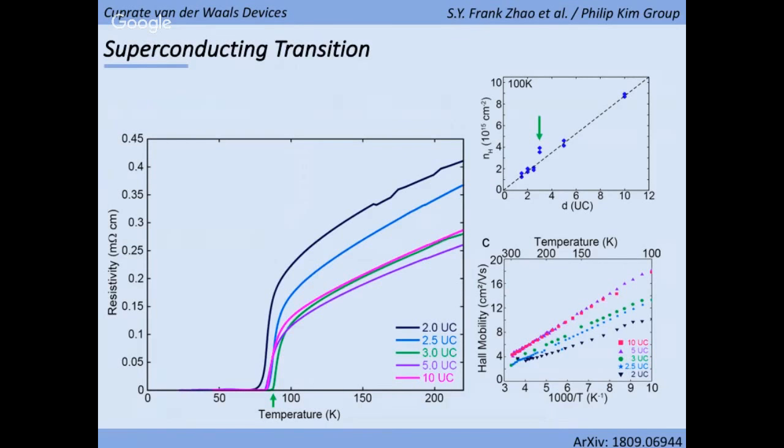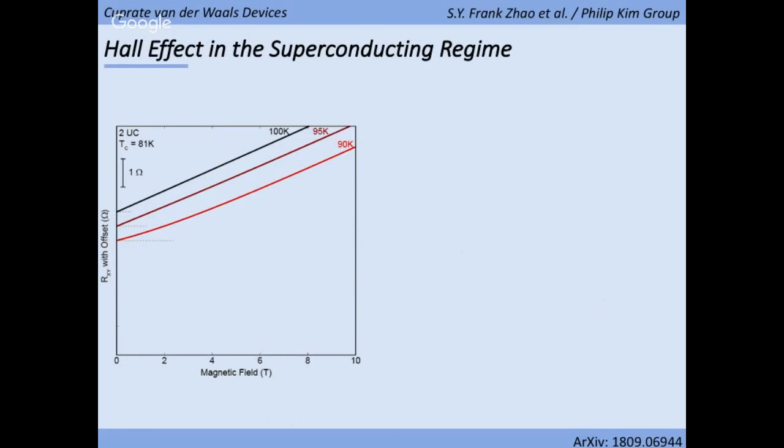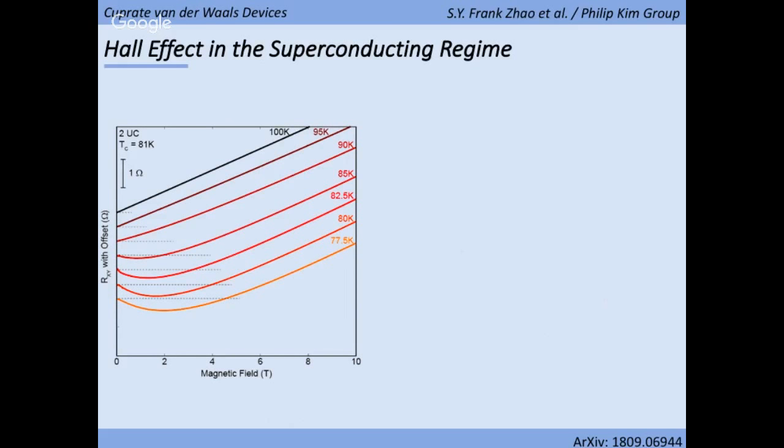So what happens when we start cooling these things down to TC? Here's the data far above TC, which is linear in magnetic field, which is exactly what you would expect. At 90K, however, you start to pick up a little bit of a nonlinearity in the RXY data. Then if you cool the sample further, this nonlinearity becomes a little bit bigger until it reaches a maximum at about 77K. Below that, it starts to disappear altogether, and by the time you get to about 60K or so, the effect completely goes away.